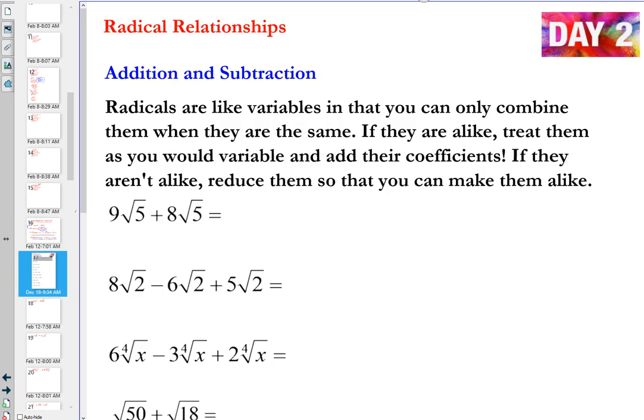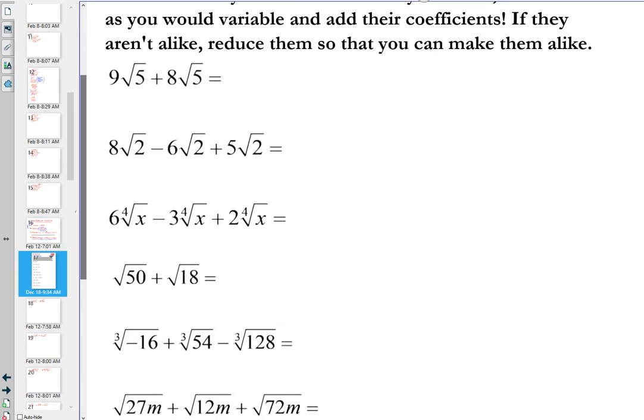So here we go. Let's start off with a prime example. Here we're very nice. We have the same index with both square roots. The radicals are the same. So what is 9 square root of 5 plus 8 square root of 5? Oh, easy. Square root of 5 stays the same. 9 and 8 is 17.